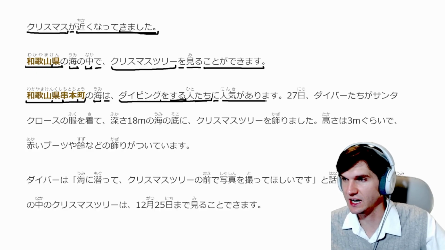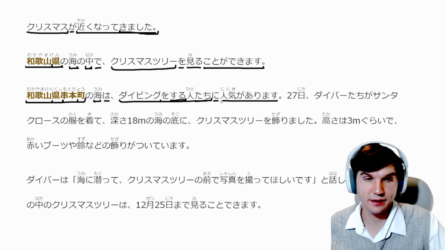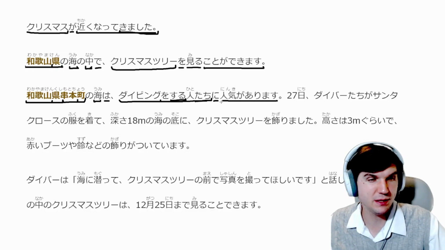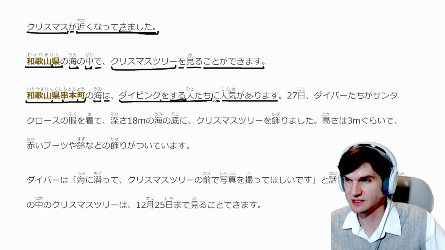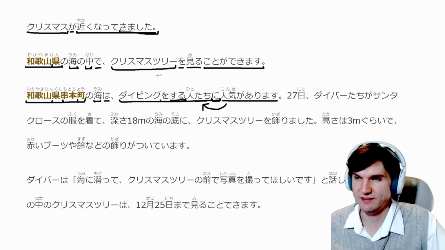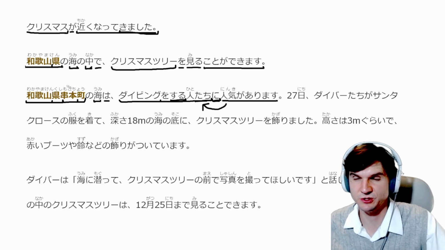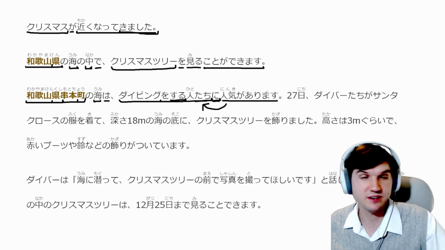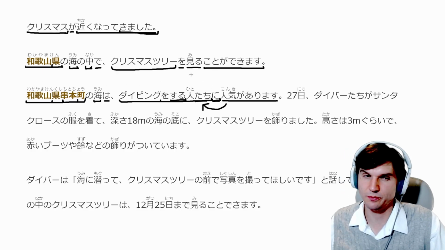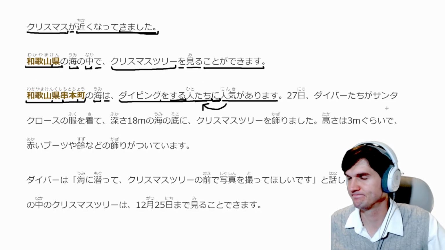So 人気がある for something to have popularity or to be popular. And then if you want to say に人気があります, is popular for these types of people. So 人気があります. It is popular with people for diving. So the ocean in Kushimoto-cho in Wakayama prefecture is very popular for scuba divers, or people who do diving.